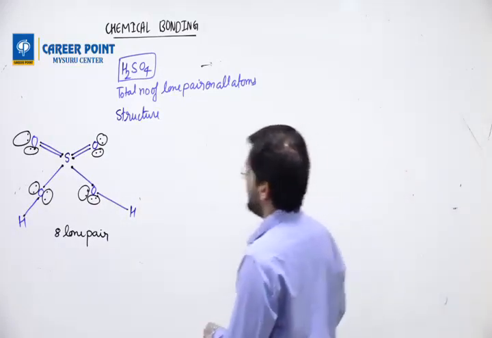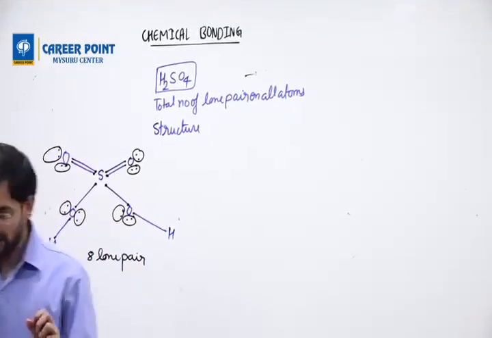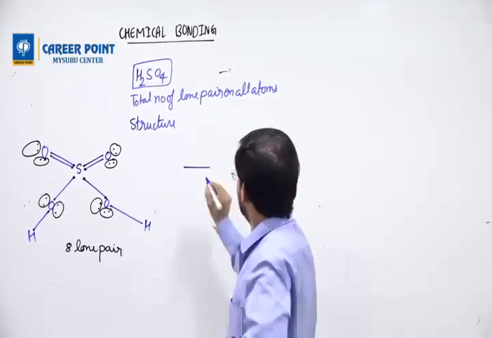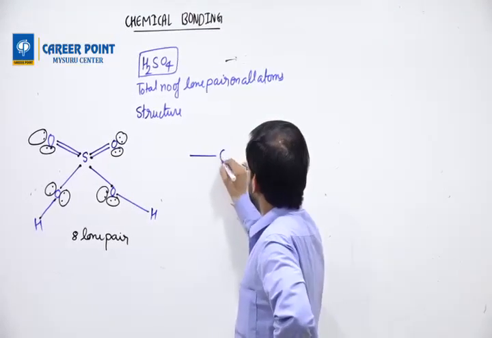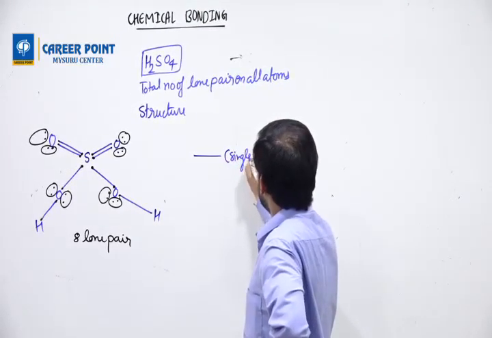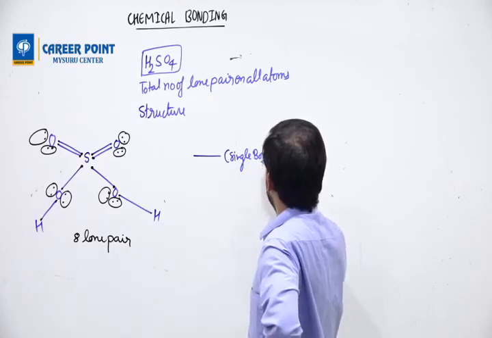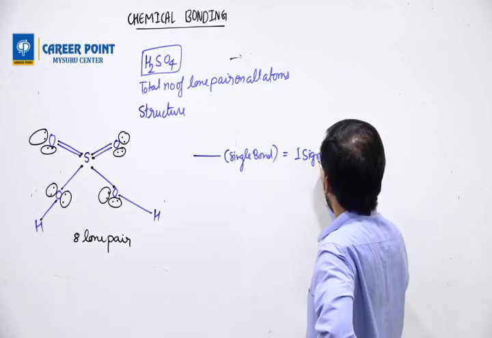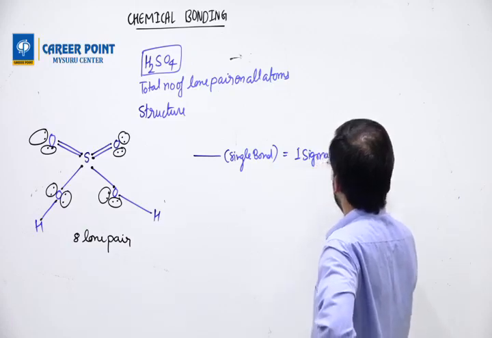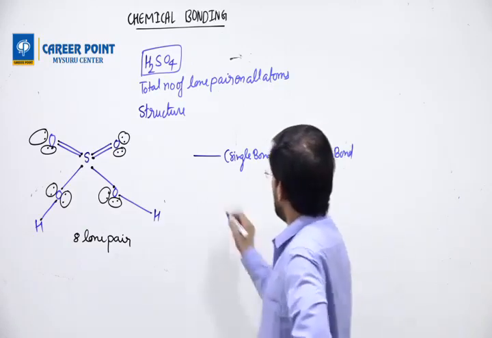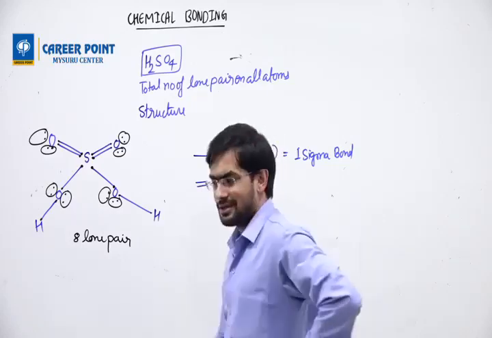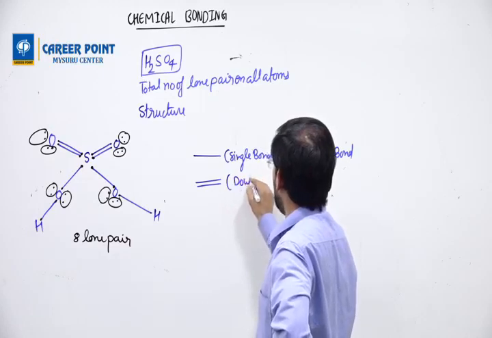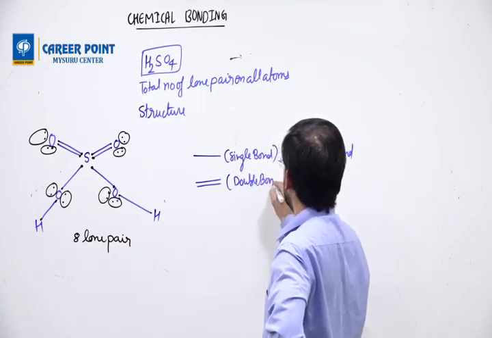Now before we go to the next question, some more things I'll teach you. If you have always a single line, this is also known as a single bond. This has one sigma bond. But if you have two lines, the way I have drawn two lines here, this is known as a double bond.